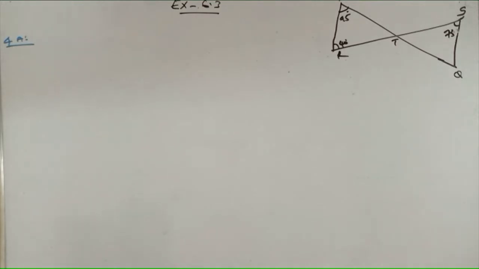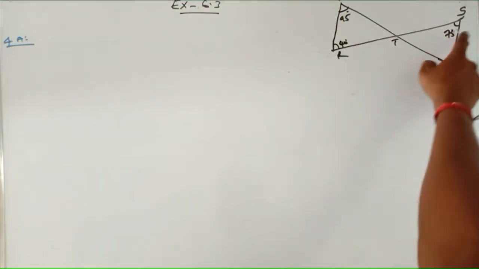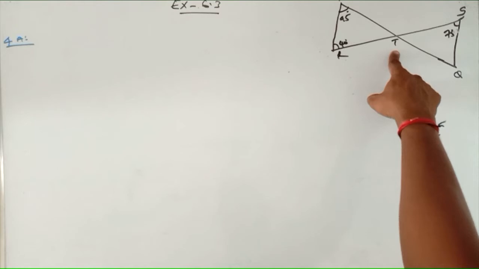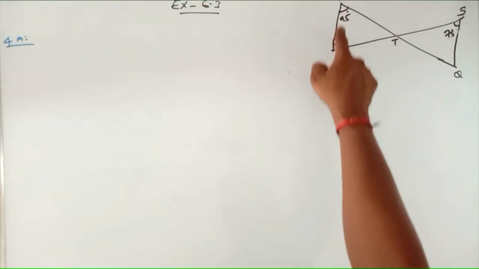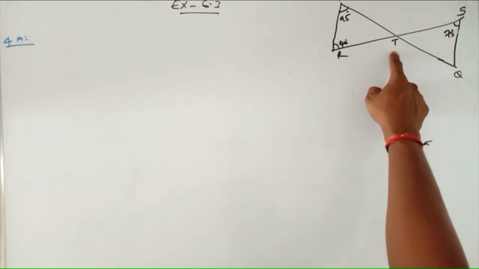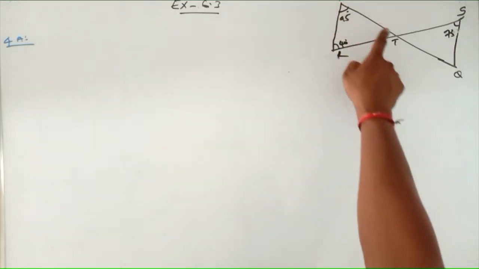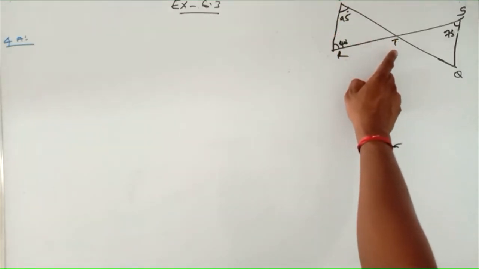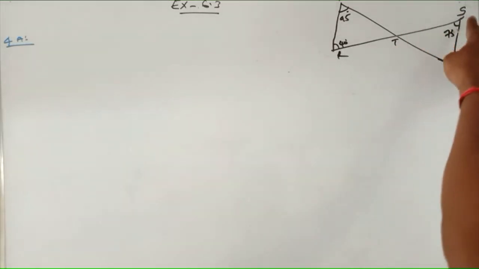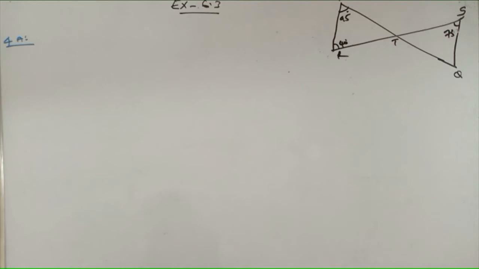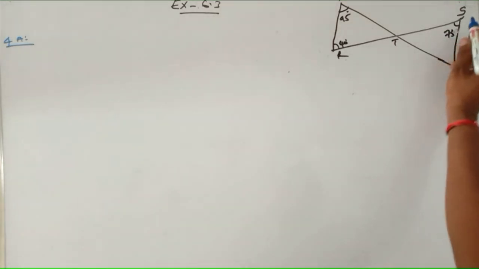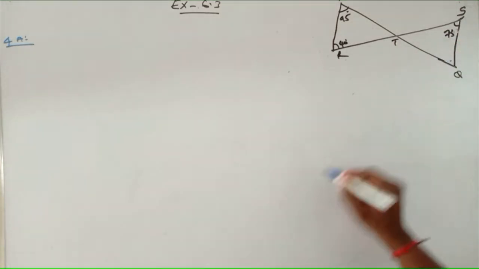in the figure, if two lines PQ and RS intersect at a point T such that angle PRT is equal to 40 degrees and angle RPT is equal to 95 degrees and angle TSQ is equal to 75 degrees. Now I have to find the value of SQT. This value I have to find.